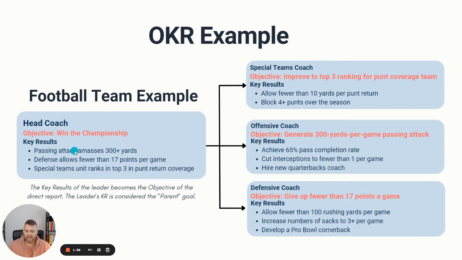So passing attack amasses 300 plus yards. That's going to be offense. That's going to be for the offensive team. The second one, defense allows fewer than 17 points per game. That's going to be obviously the defensive team. Then we have special teams down here at the bottom. Special team units rank in top 3 in punt return coverage.